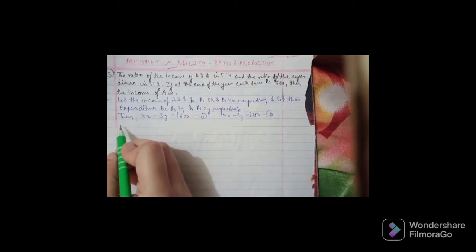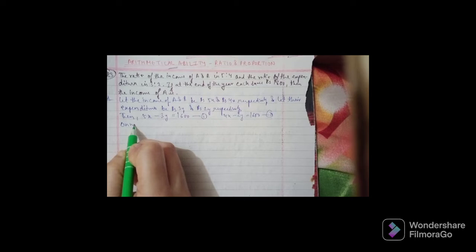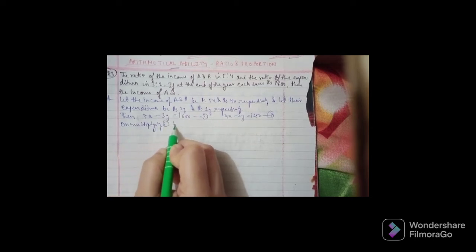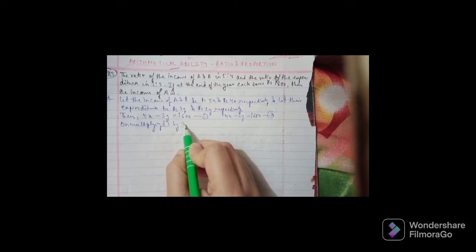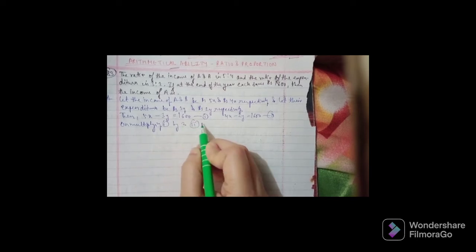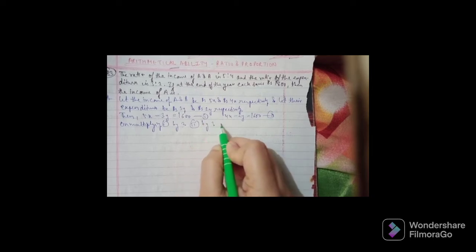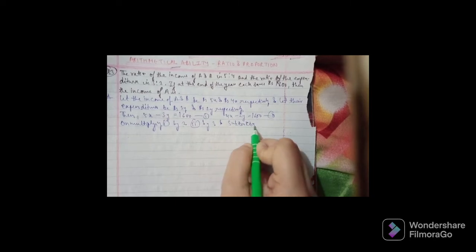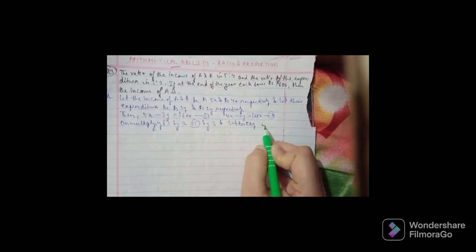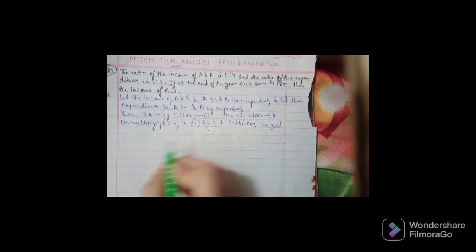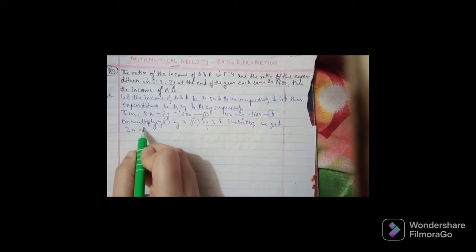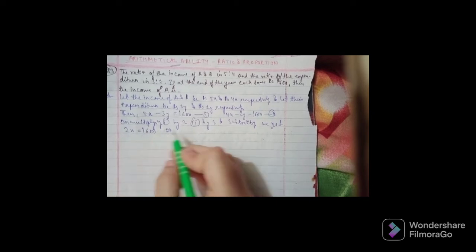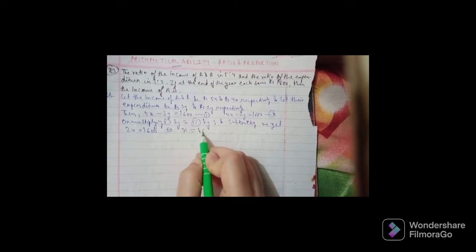On multiplying the first by 2 and the second by 3, and subtracting, we get 2x equals 1600. 2 ones are 2, 2 eights are 16. It will give you 8. So x equals 800.